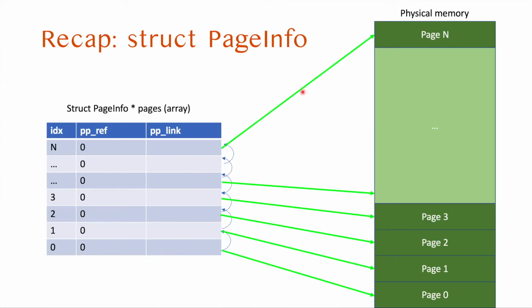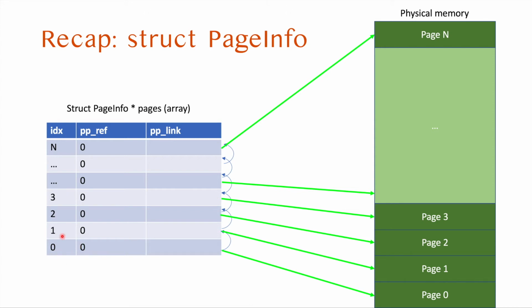Next, let's recap struct PageInfo. Struct PageInfo lets us manage free physical pages and also mark which pages are in use and which pages are free with the linked list. Many of you were confused about whether these are physical pages. No, it's not. It's actually metadata.